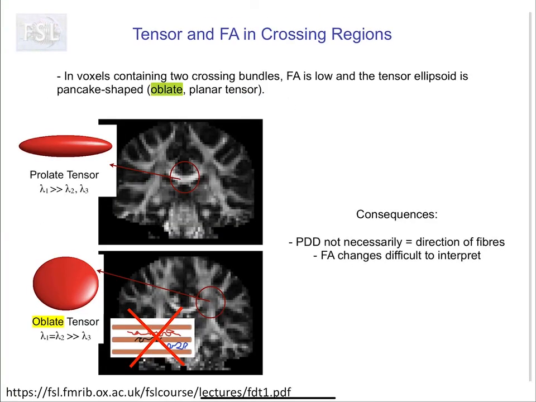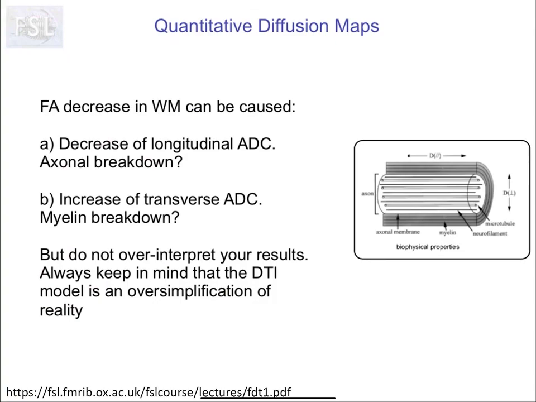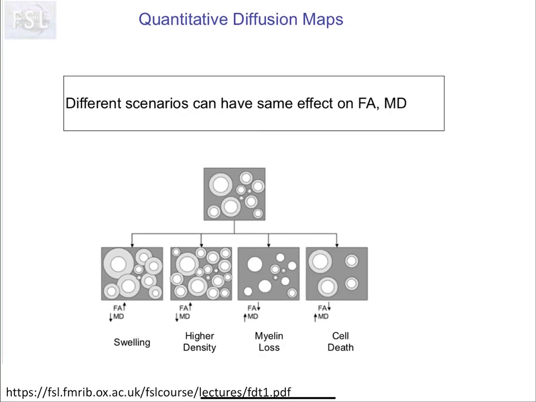Let me talk a little bit about a couple other things, and then we'll end with FA. The one thing to realize about FA is that different things can have the same effect on FA and mean diffusivity. A major problem with all of neuroimaging is that the data we acquire are actually quite little compared to the complexity of the biological phenomenon. So it's ripe for overinterpretation.